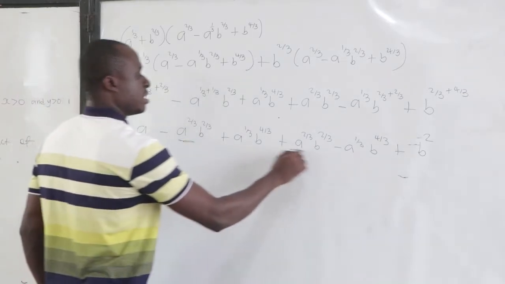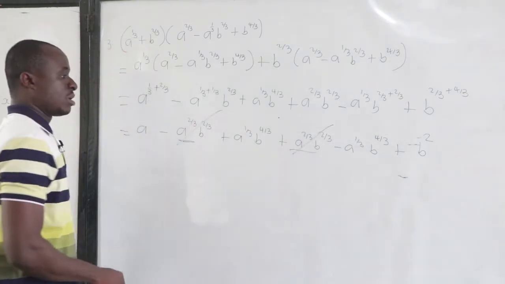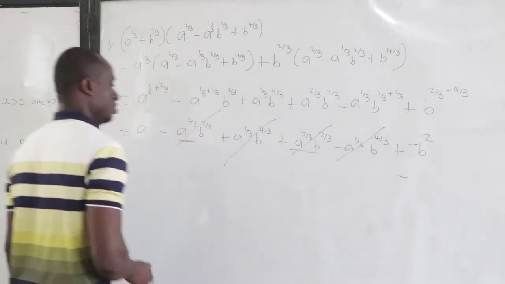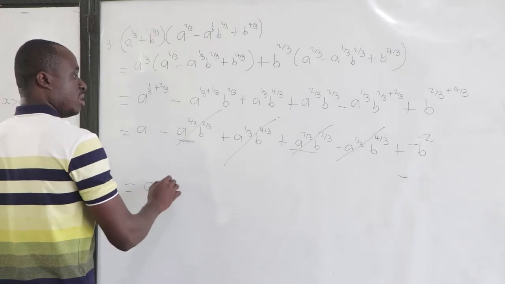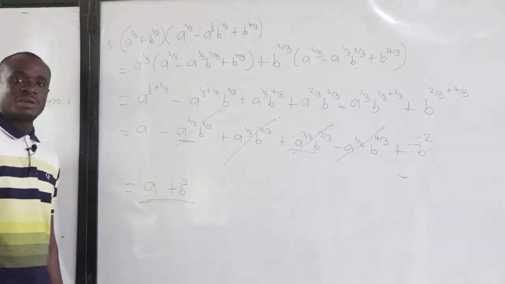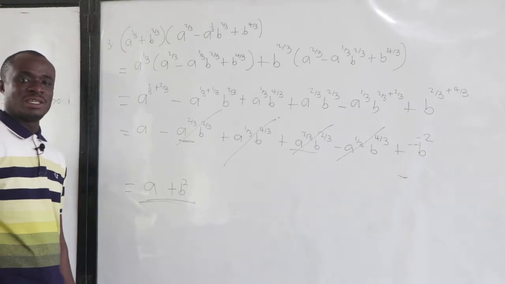Now, this and that are the same, so this will cancel that. Now, this one and that one, the two are the same. So what do you have? A plus B to the power 2, and we are able to simplify it using indices.